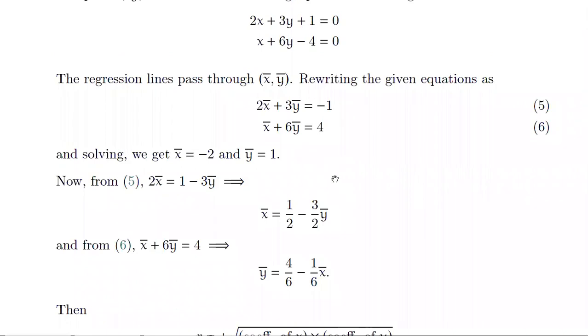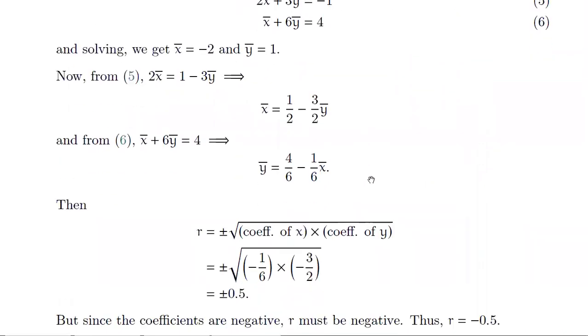And take the next one, that is x bar plus 6y bar equal to 4. So y bar becomes 4 by 6 minus 1 by 6 x bar. So what is r? R is equal to plus or minus square root of coefficient of x into coefficient of y. So here coefficient of x is minus 1 by 6 and coefficient of y is minus 3 by 2.